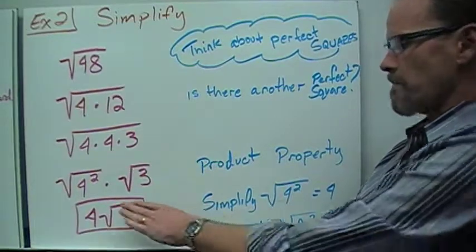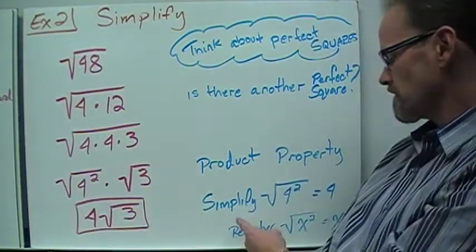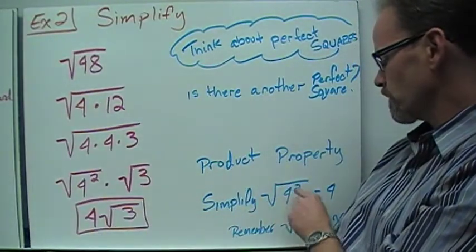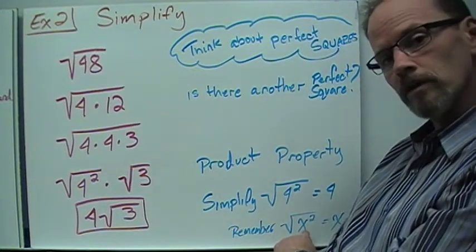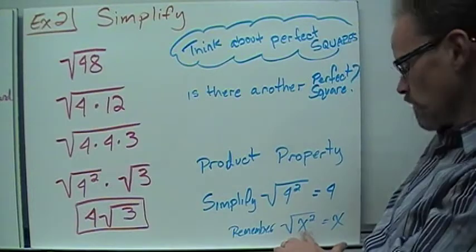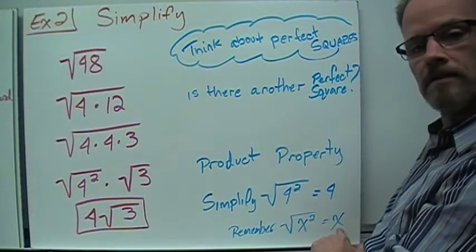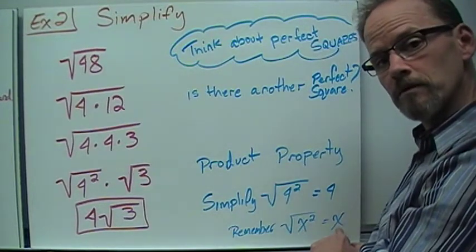So what happened? How did I go from here again? I just simplified the square root of 4 squared, which equals 4. And remember, we learned previously that square root of x squared was the same as x. And that's why we did it, so we were able to solve x before.